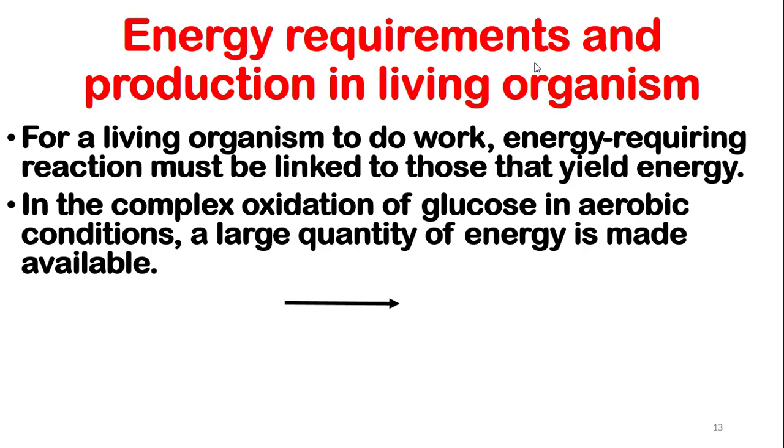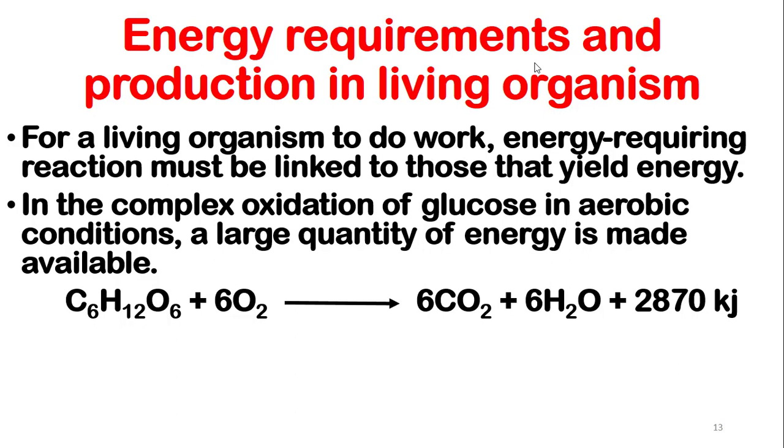How? Let's see. Glucose combines with oxygen to produce carbon dioxide gas, water, and lots of energy. Or in other words, 1 mole of glucose, when combined with 6 moles of oxygen, produces 6 moles of carbon dioxide gas and 6 moles of water, along with 2870 kilojoules of energy. So, this is actually a chemical reaction.